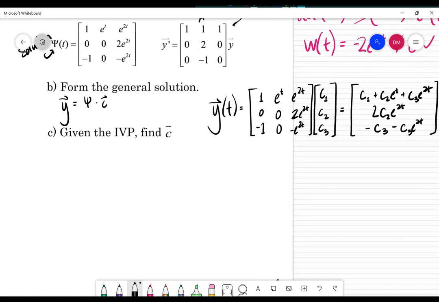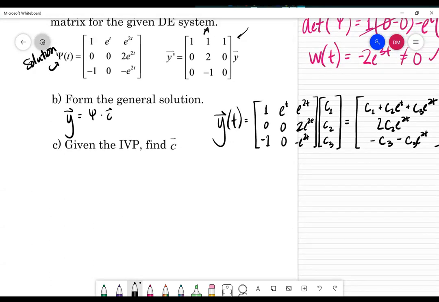Okay, so given the initial value problem, and I'll include that here in just a second, we're going to find C. Now, remember that in order to solve an initial value problem, essentially we are taking this form of our general solution that we have here, and we're solving for C, which means that we are taking the inverse of our psi matrix, evaluated at our initial value. We will be using 0 as our t there.